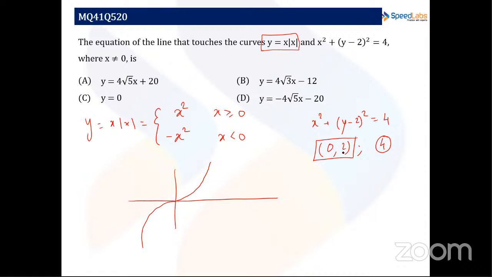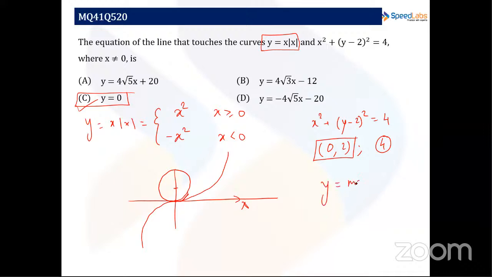And this is the equation of circle having center on (0, 2). Okay, that's a bad circle. So we are having this circle. Clearly this line, the x-axis, is a line which touches both of these curves at origin. So y equals 0 is surely one of our options. Now let's move to the other options.